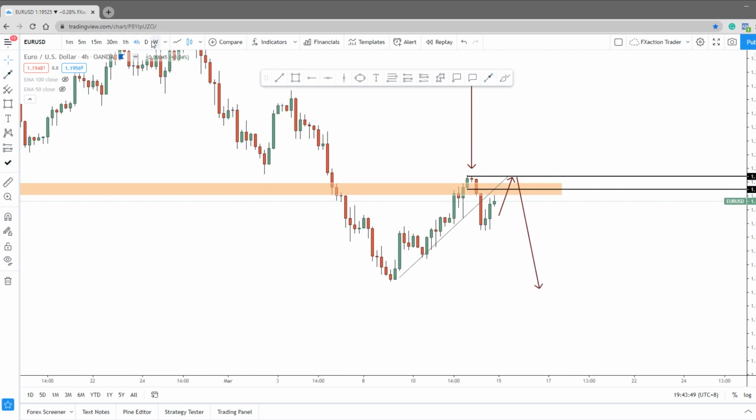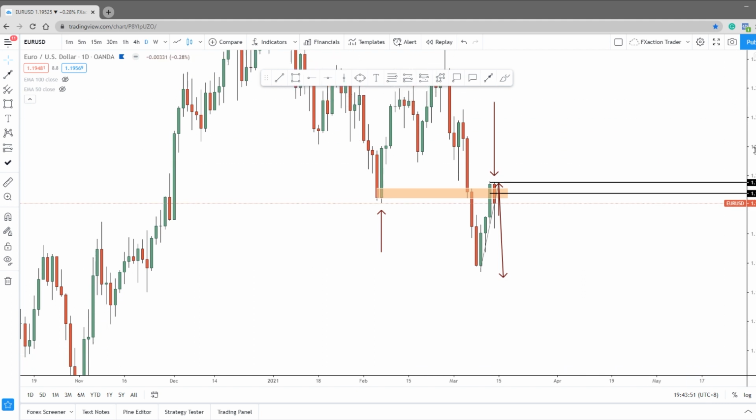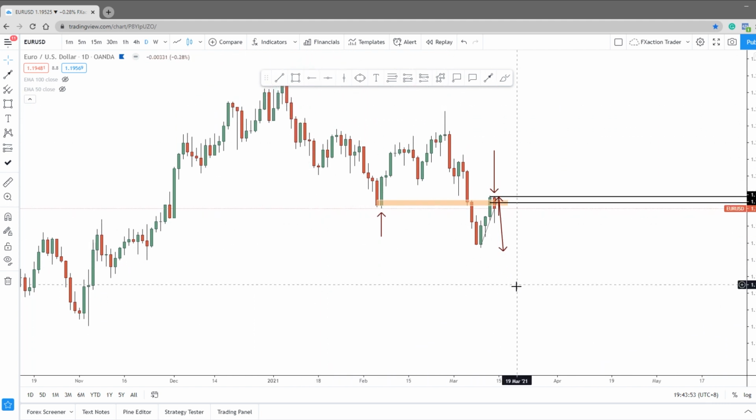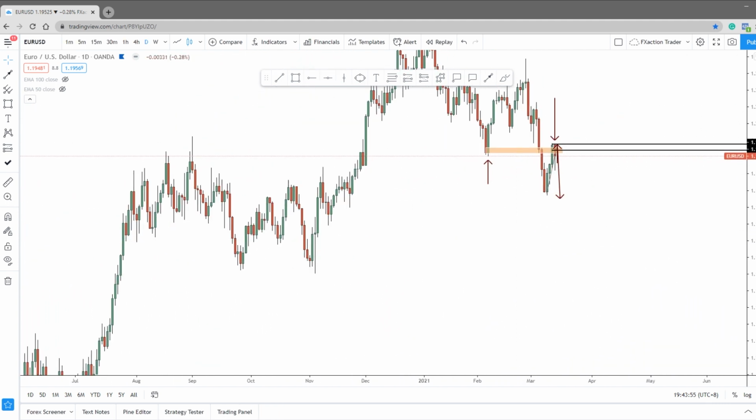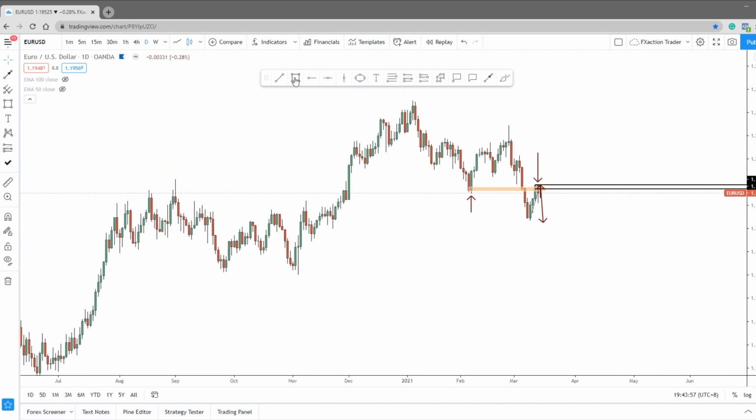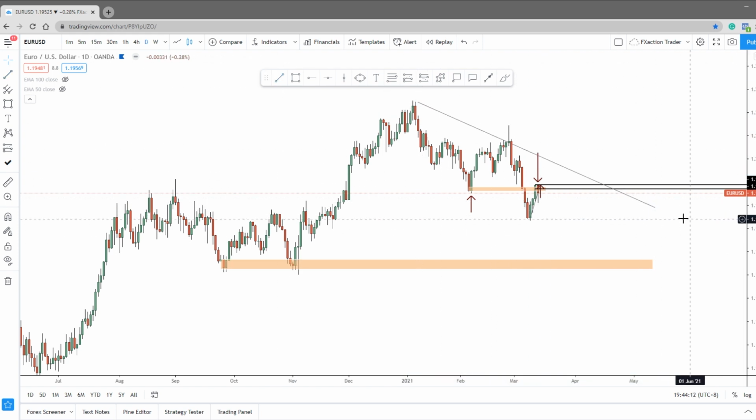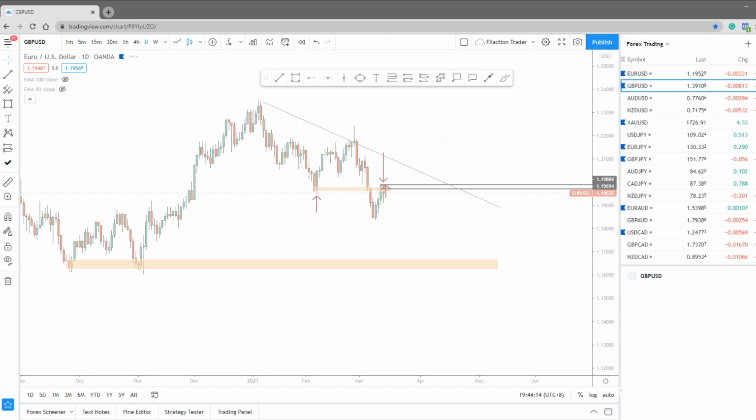So we are going to wait for a sell signal at this area and we are going to short the market. If we look at the daily chart and if this downtrend structure is valid, there is a high potential for the market to retest the previous support zone at 1.16. So let us see whether the market is going to continue the previous downtrend. Let us have a look at the next pair, the pound dollar.